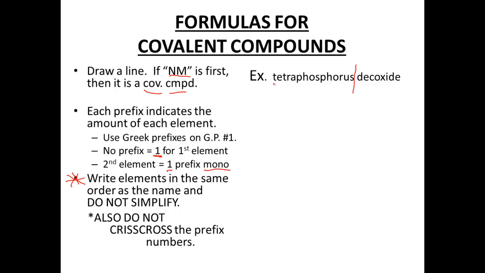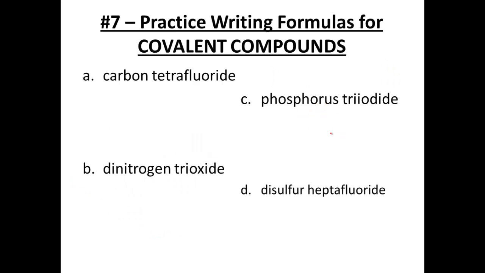So we have our formula: tetraphosphorus decoxide. Phosphorus, and oxide is for oxygen. Tetra, our Greek number for 4, and decoxide, dec, for 10. So our formula is going to be P4 oxygen 10. Note, we don't simplify and we don't crisscross. So P4O10 is our chemical formula for tetraphosphorus decoxide.